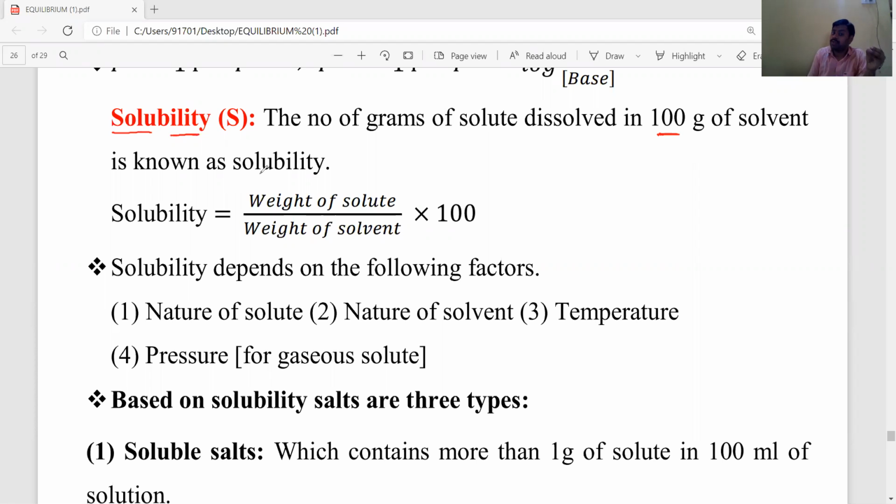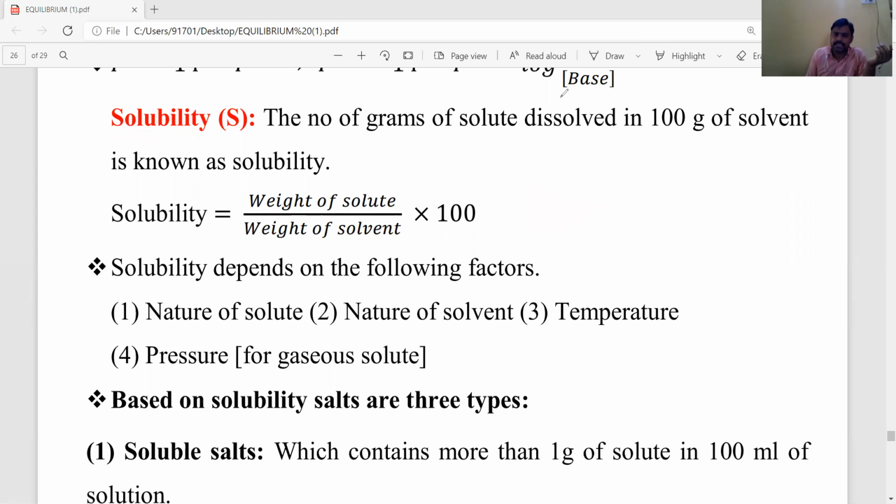If more solute is present, then the solubility will be more. So the weight of solute by weight of solvent into 100 gives the solubility. The solubility is denoted by S. Solubility is nothing but the molarity of the solution.